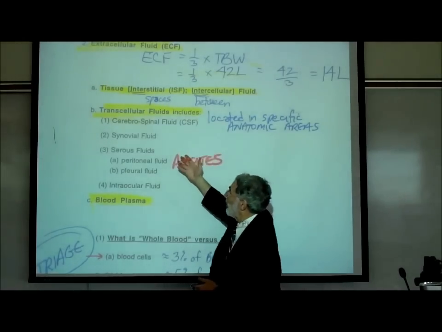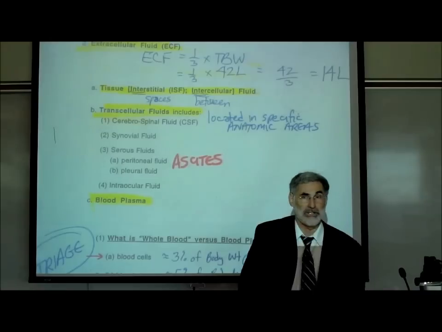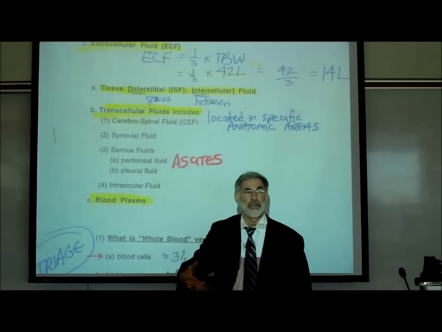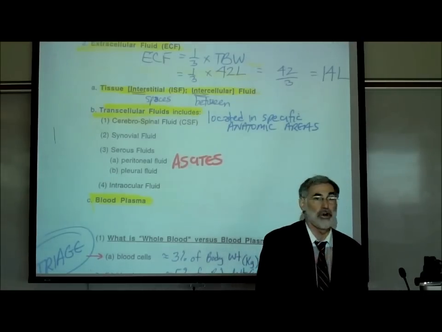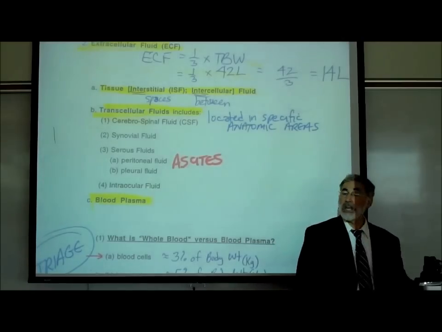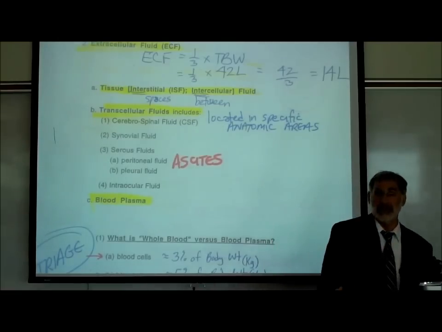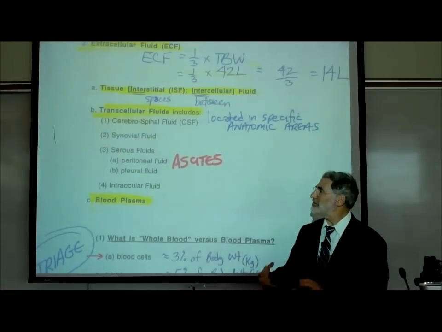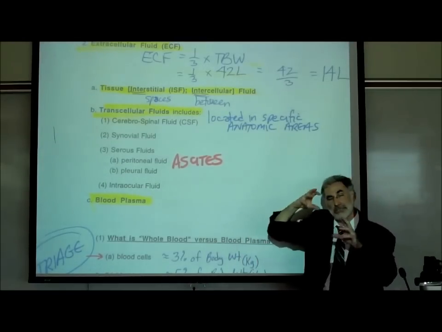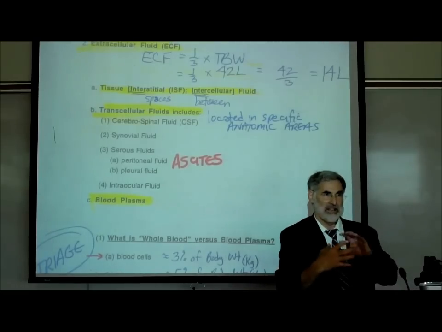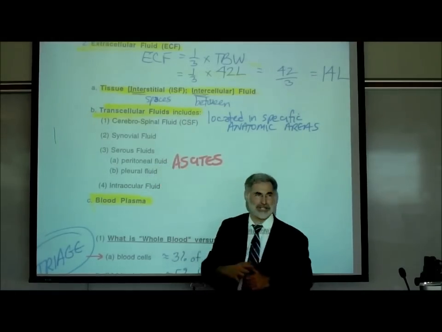Another example is, you all know this from anatomy, synovial fluid. You learned about synovial joints, such as the knee joint. And so you know that there is this kind of slippery fluid that is found within a synovial or movable joint. And sometimes there can be a buildup. If there's injury or trauma to the knee, there's a buildup of that synovial fluid. That is a transcellular fluid. It is an extracellular fluid that is localized in a specific anatomic place.